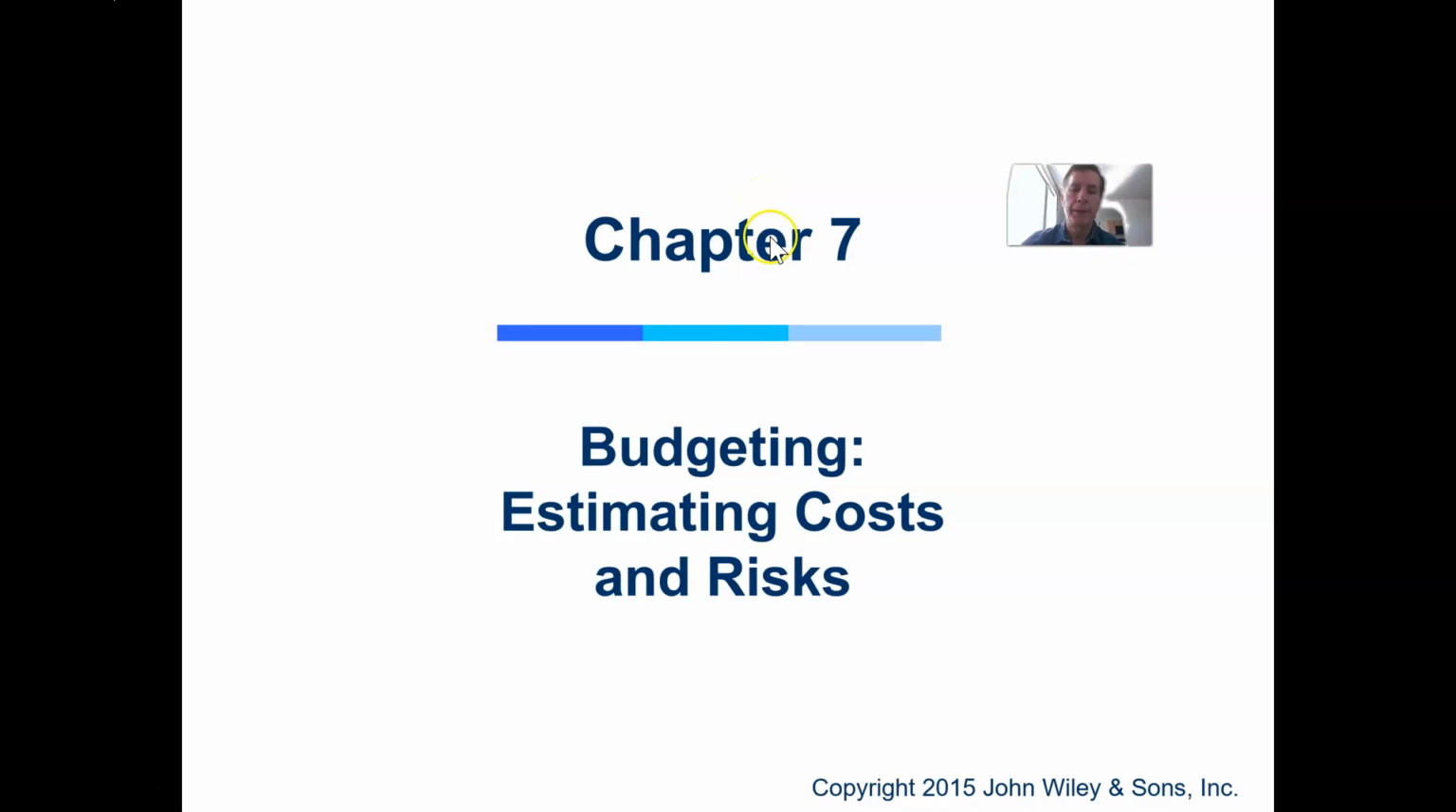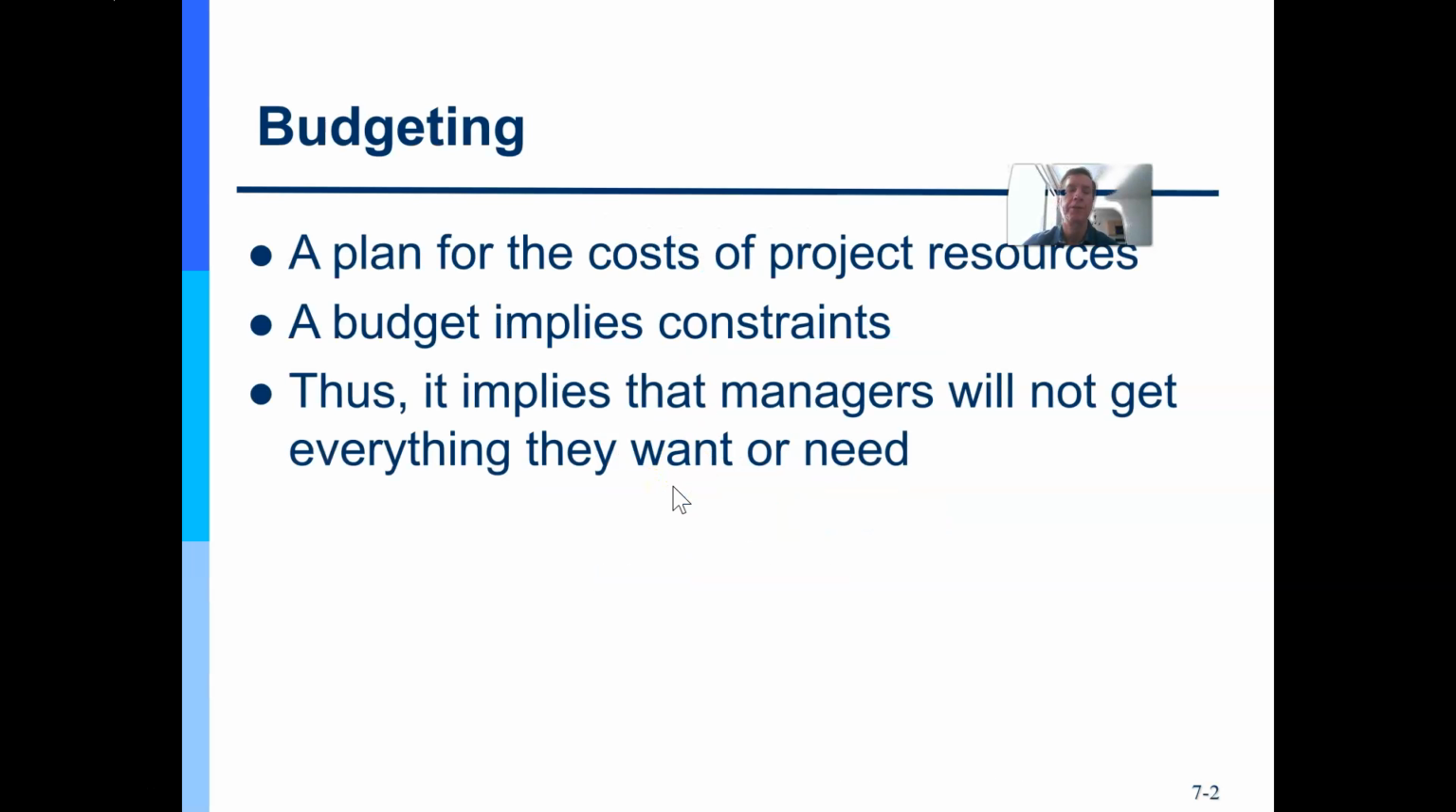Well, welcome back, everybody. This time, Chapter 7, Budgeting, which means estimating costs and the associated risks. We'll do the same with schedule. We'll estimate the schedule with the associated risks as well.